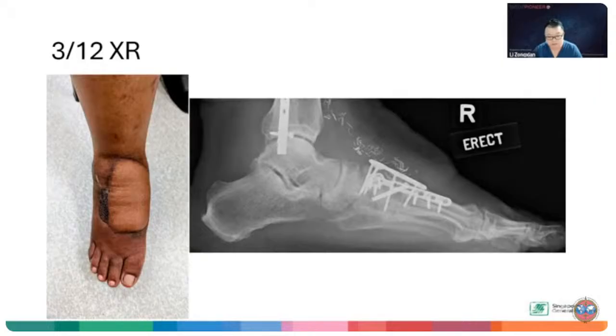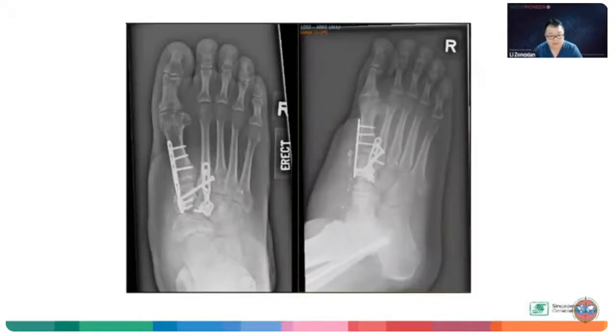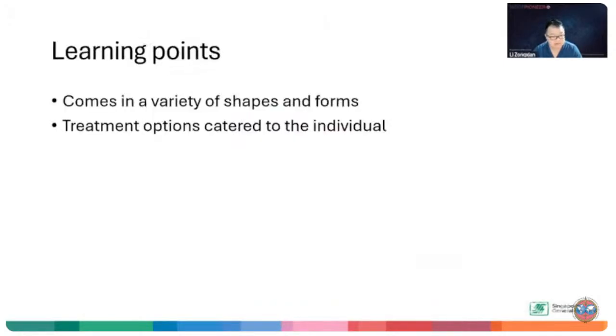So there's always an option to leave it, let it break, as long as the patient understands that there will be a broken implant, but that shouldn't affect his ambulation and mobility. So these are his final X-rays. So the learning point: the Lisfranc comes in various shapes and sizes. Treatment options need to be catered to individual conditions as well as the patient portfolio before we decide on what's the most optimal treatment for them. All right, thank you.